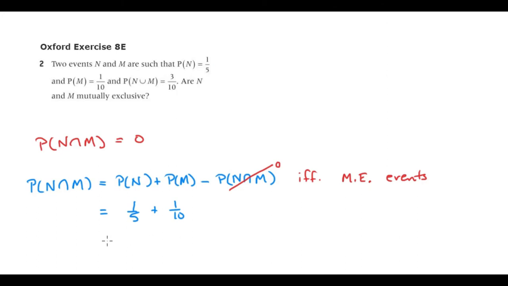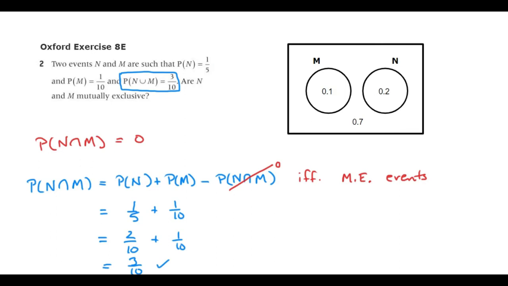So 1/5 plus 1/10 is, of course, going to be 2/10, the common denominator, plus 1/10, which is 3/10, which is the correct probability of the union, because that was, of course, a third piece of given information. And if that doesn't make sense, well, a picture is worth 1,000 words.